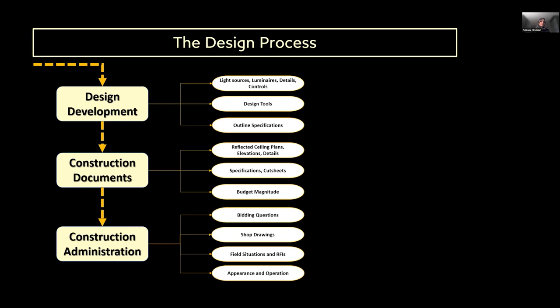And then the big step of construction documents, and that's where everything is put on paper, in blueprint. We don't do blueprint anymore. Designed on paper. We do our reflected ceiling plans, our elevations, our details. And then everything is specified in utmost detail, and cut sheets are defined. And now we're getting realistic budgets of what the whole process is going to cost. And then bidding happens and construction administration starts.